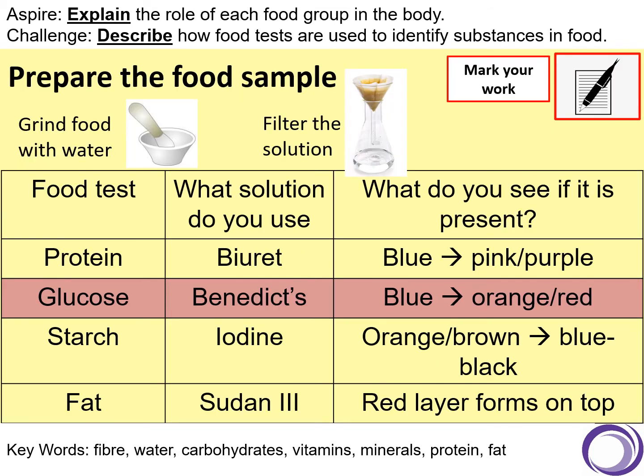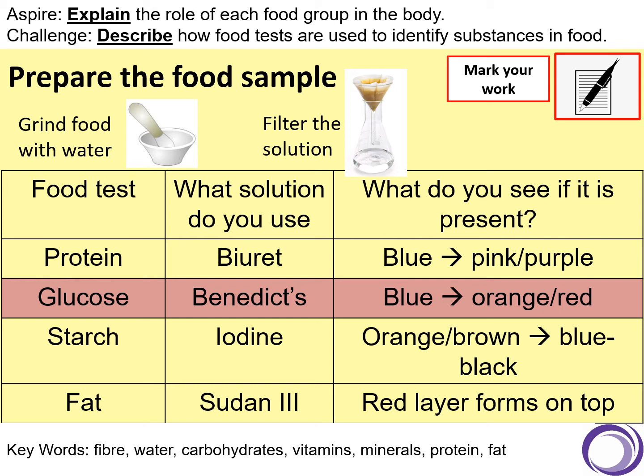Okay, so these are the answers you should have to prepare the food ready for these biochemical tests. We grind the food with water, then we filter the solution and use the solution for the tests. The food test for protein is the Biuret test, and if protein is present, it will go from blue to pink purple. The glucose test is Benedict's, and the blue colour will go to orange red.